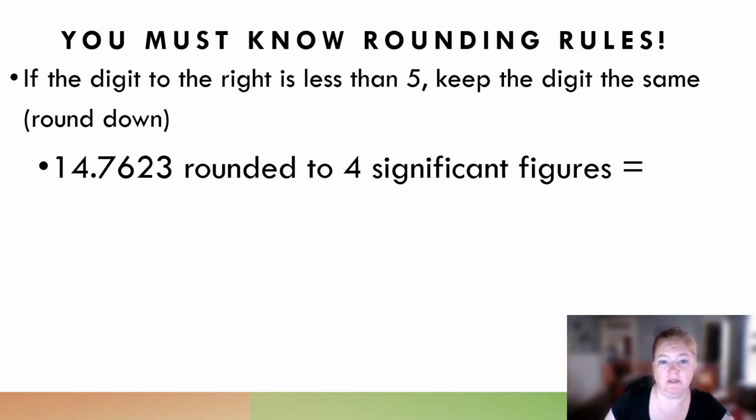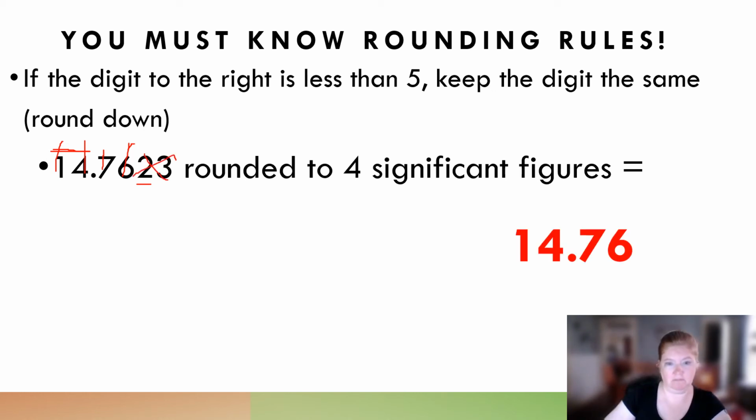I want to round this to 4 significant figures. So start looking this way. There is a decimal point, reverse, reverse. Go back to the beginning. 1, 2, 3, 4 significant figures. And then I'm going to look at this next digit. That's less than a 5, so I'm going to keep that, or round down, meaning I just get rid of this. Okay?